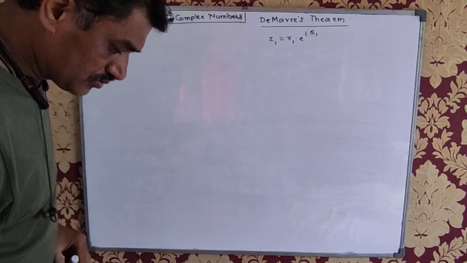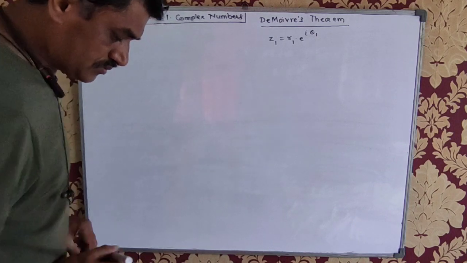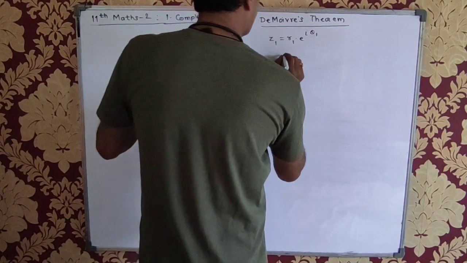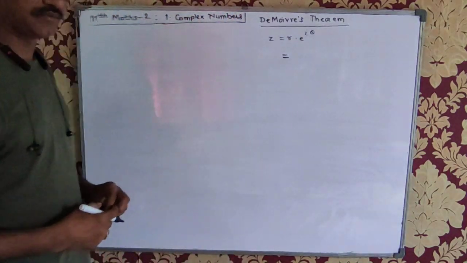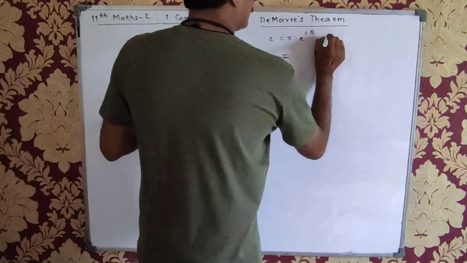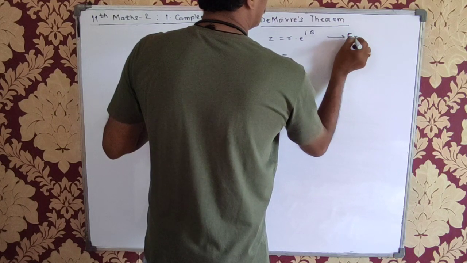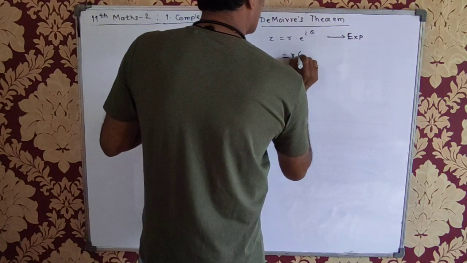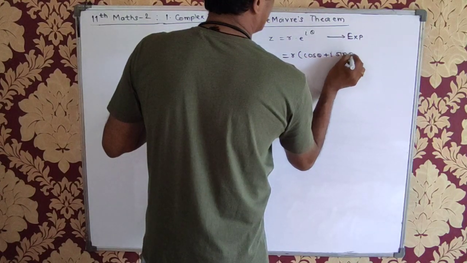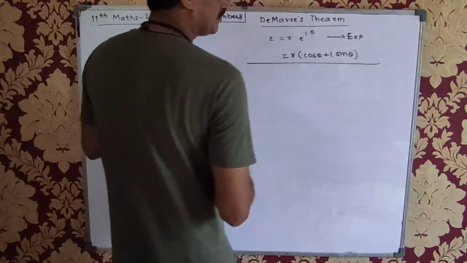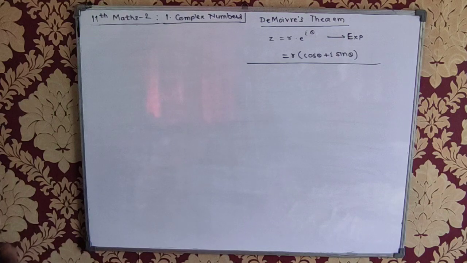So I can also write this as R e raised to I theta. Say, for example, this is the exponential form of the complex number. In polar form, the same thing becomes cos theta plus I times sin theta. Isn't it?